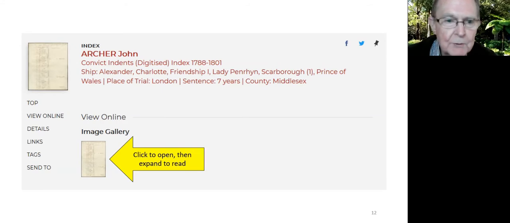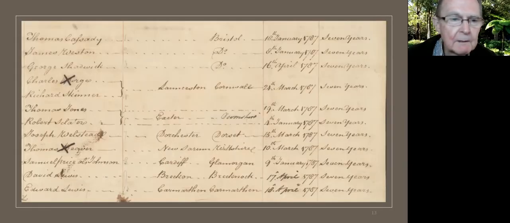Now, if you go on to one of the digitised records, and this one we're going back to John Archer, the screen, as you can see, is a little different. It's got a couple of facsimiles of the digitised record. If you click on the record where the arrow is and open it and then expand the record, this is what you would be looking at.